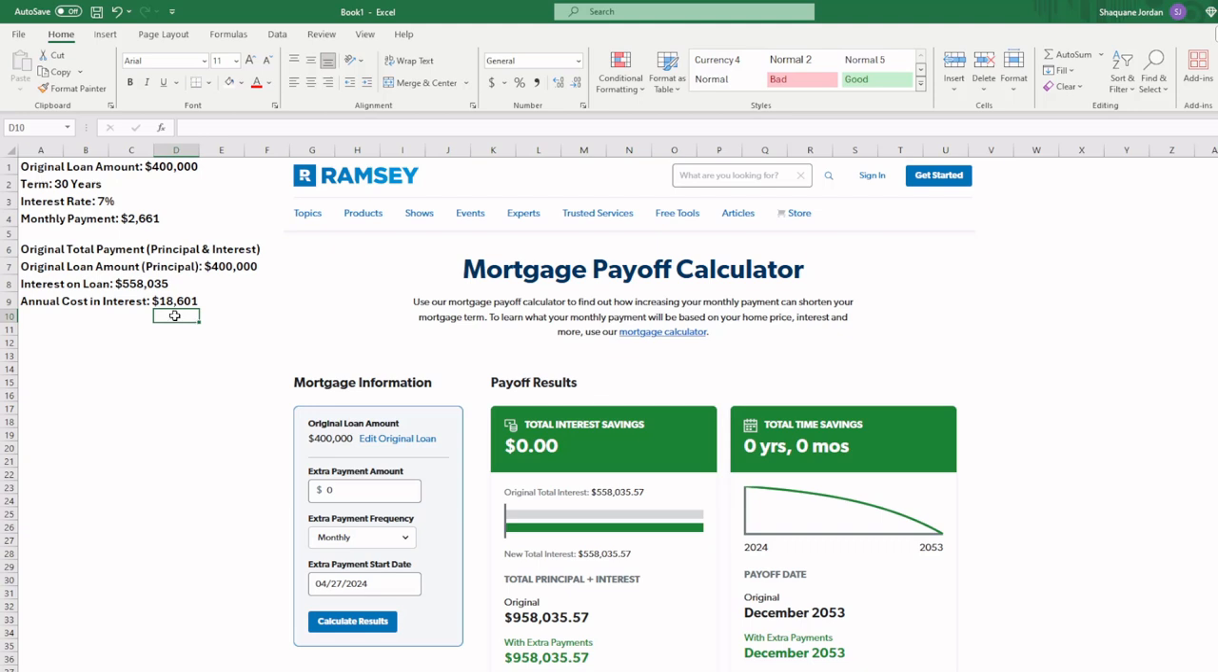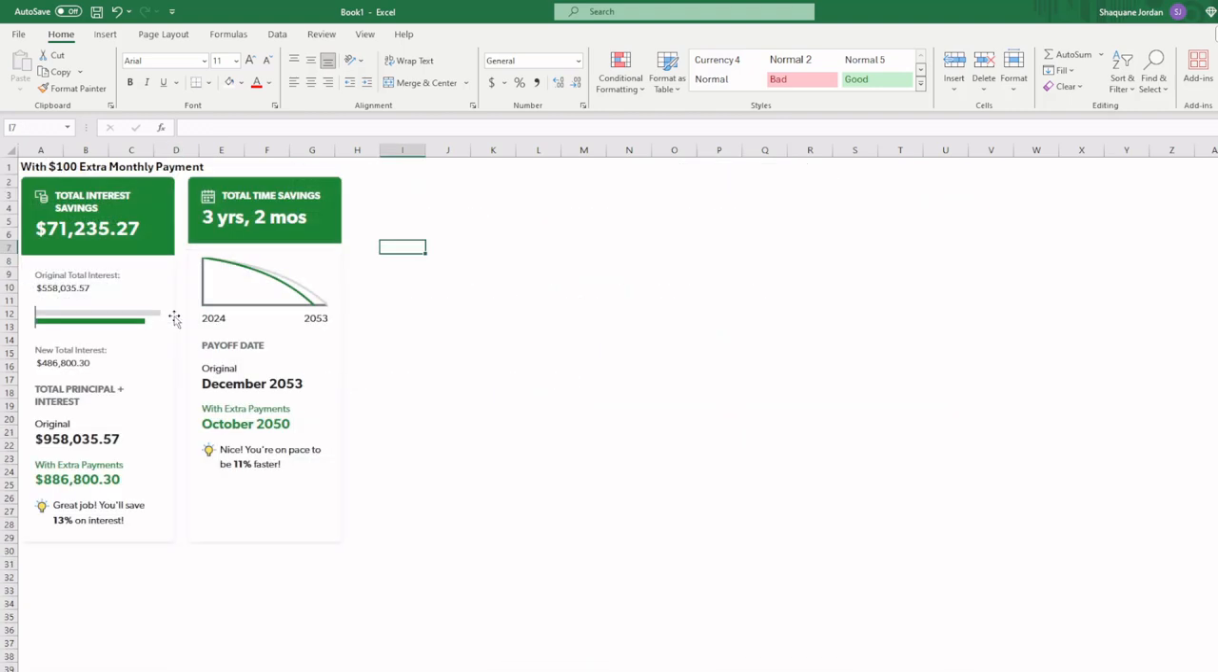Now let me show you what your potential savings would be if you just paid a little bit more each month. So if you pay just $100 extra every month, you'll actually save a total of $71,235.27 on your interest expense. That also means you'll be paying down your mortgage 3 years and 2 months ahead of schedule.